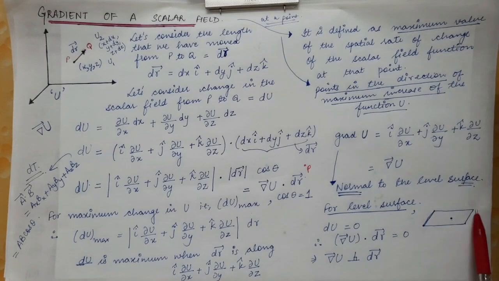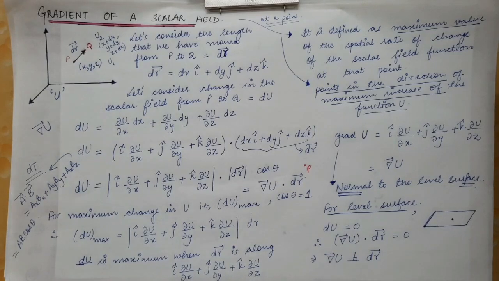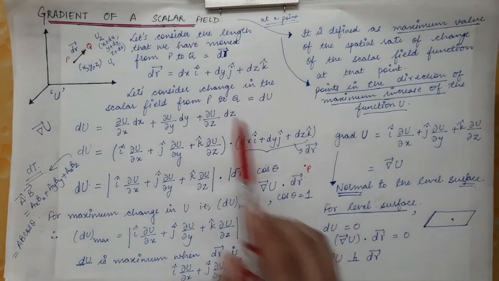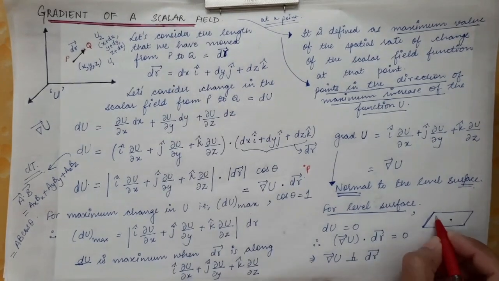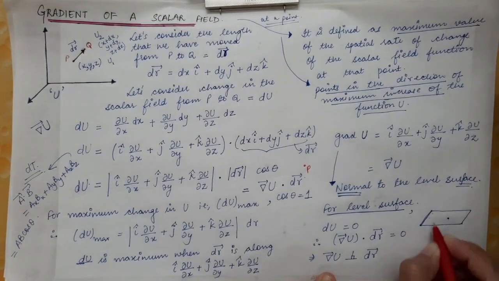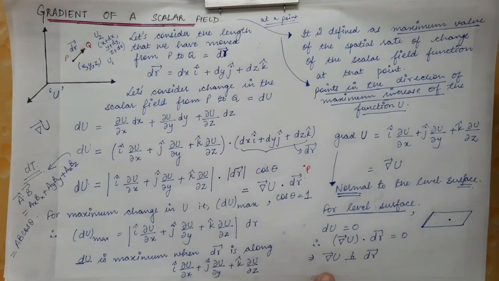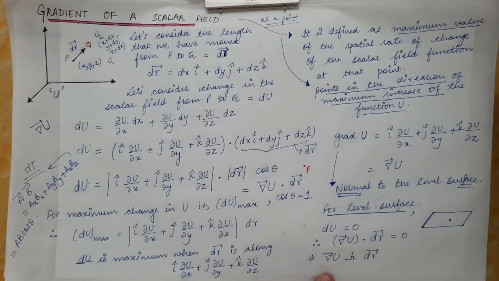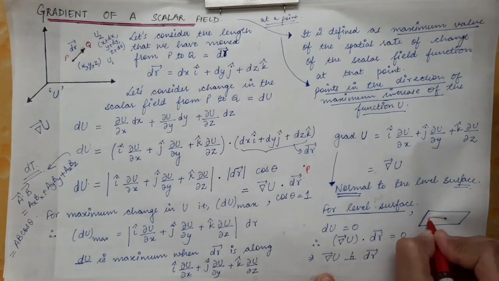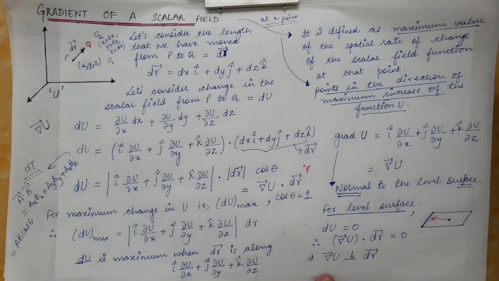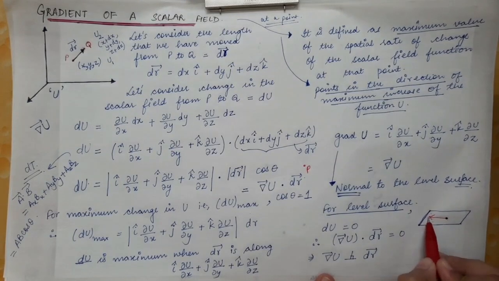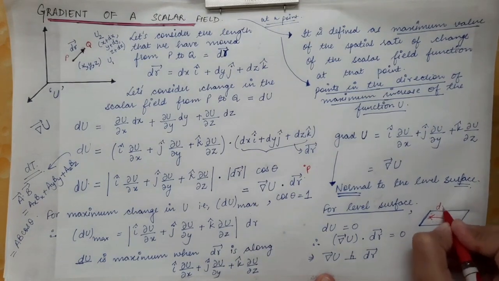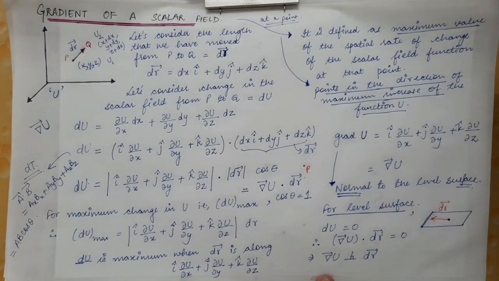So let's suppose this is the level surface, a general level surface. On this surface, the scalar field will have the same value. At this point also it will have the same value, at this point also, this point also. So for the level surface, the change in the scalar function is equal to 0, because the scalar function has the same value over the whole level surface. Now you are moving from one point to another point on the level surface. So this will be the dr vector.